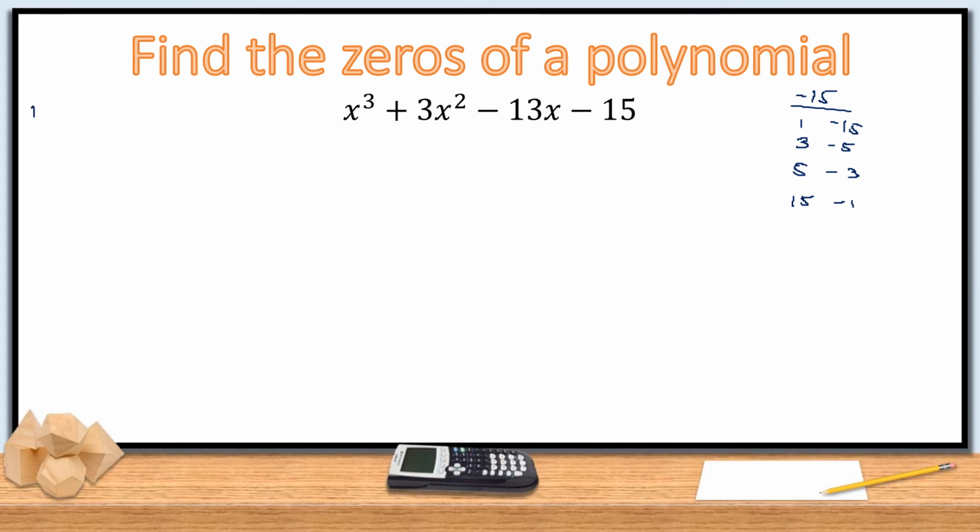So possible zeros are going to be, I like to put them in numerical order. So we got plus or minus 1, plus or minus 3, plus or minus 5, and plus or minus 15.